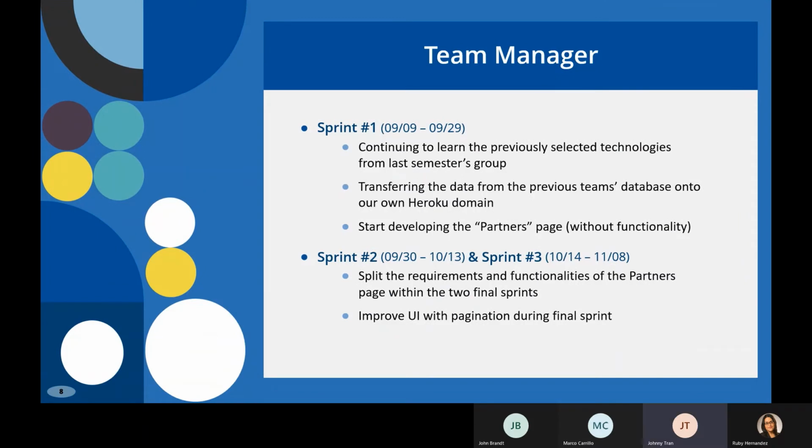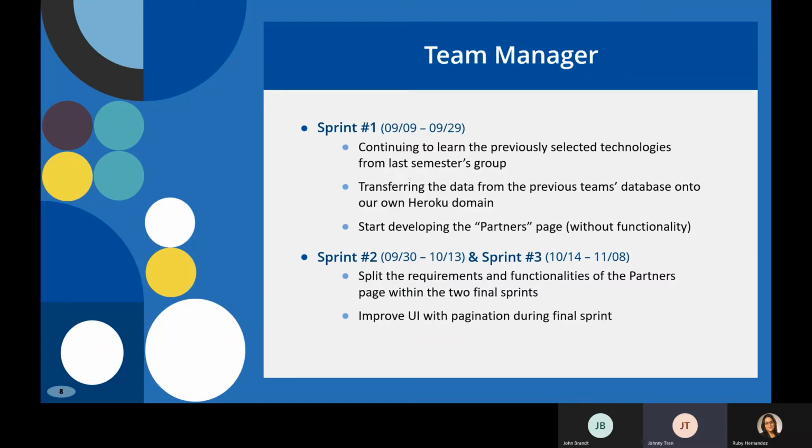So our plan for this semester is to use the first sprint to familiarize ourselves with the technologies used by the previous team to be able to start to understand and improve upon their work. Afterwards, we plan on transferring the data from the previous team's database to be able to use on our own domain. This will require a minor update related to the Hasura database itself, which was what the previous team used to be able to properly port it to our own domain. And if we had extra time afterwards, we plan on at least getting started on creating the framework of the partners page without functionality.